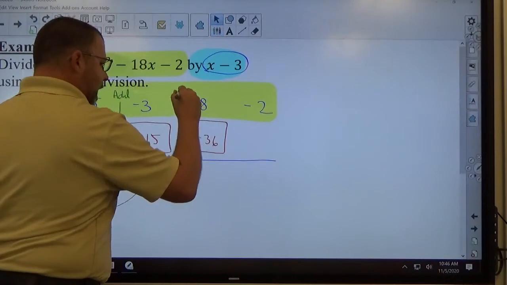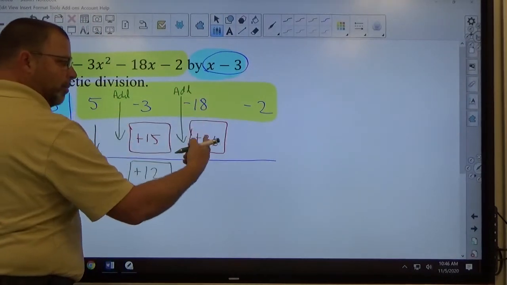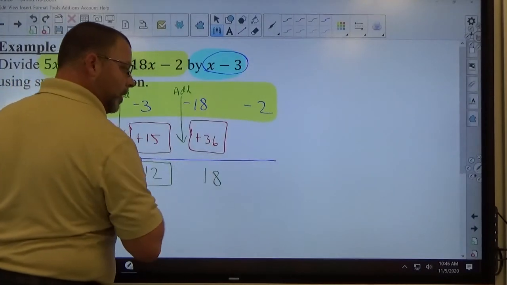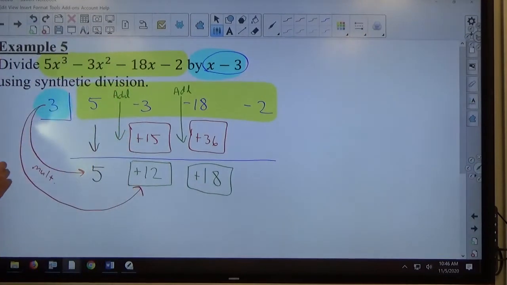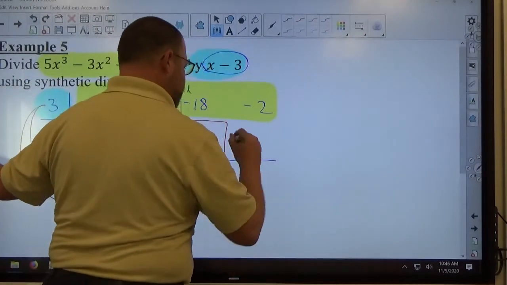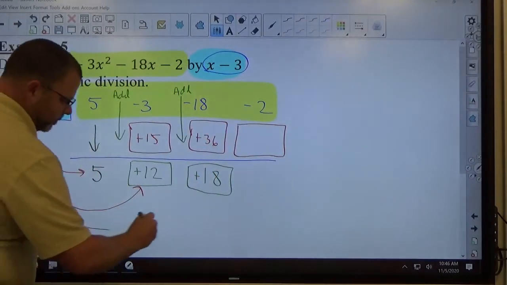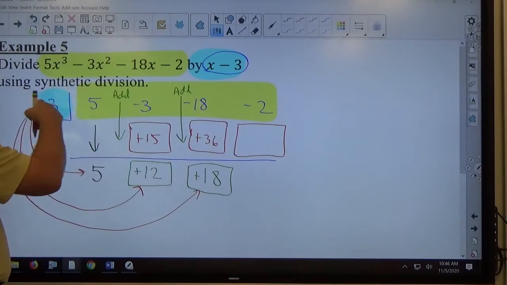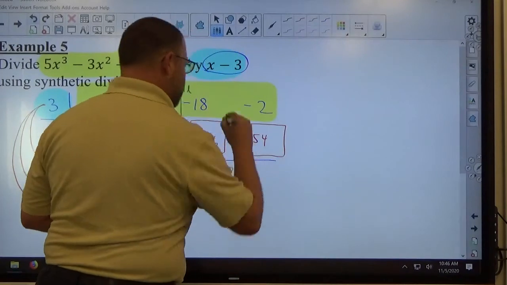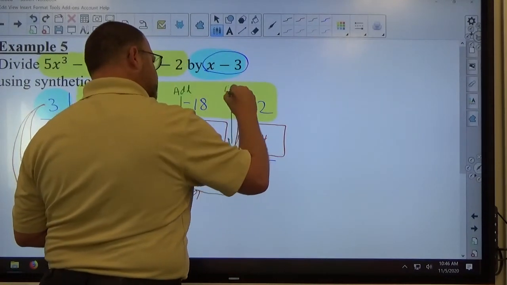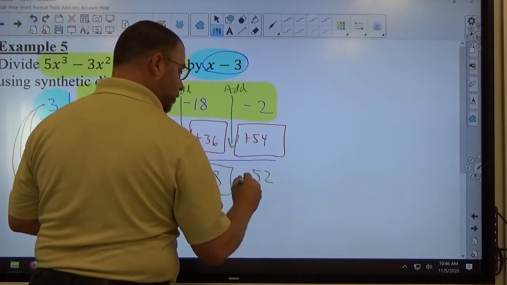I'm going to add algebraically down. Negative 18 plus 36, signs are different. I get 18, I subtract, 36 is bigger, so it's positive. That's how I get that number there. And finally, this number here, I'm going to multiply 3 times 18. Positive 3 times positive 18 makes positive 54. And then I'm going to add, algebraically, negative 2 plus 54. Signs are different, so subtract. 54 is bigger, so it's positive.